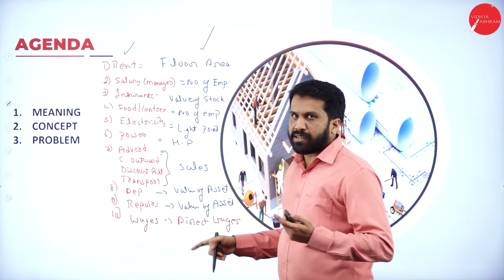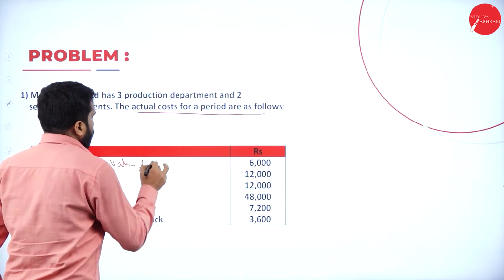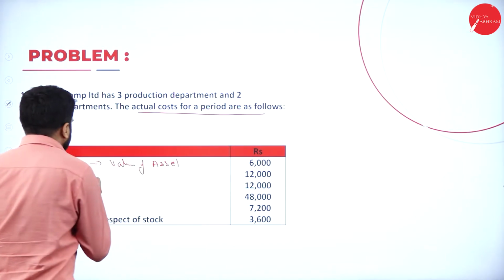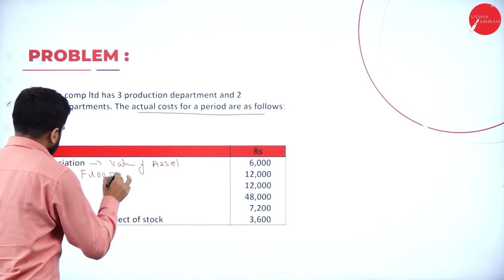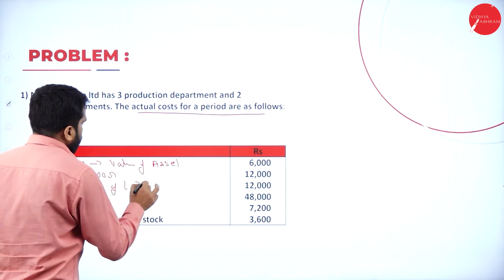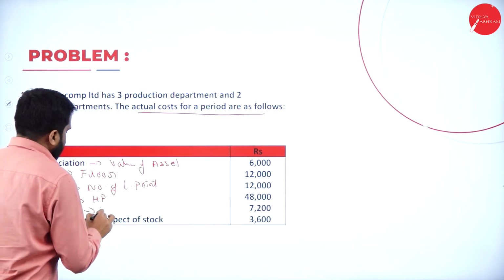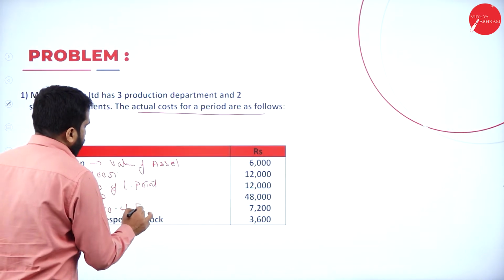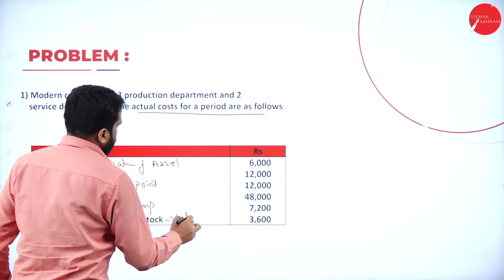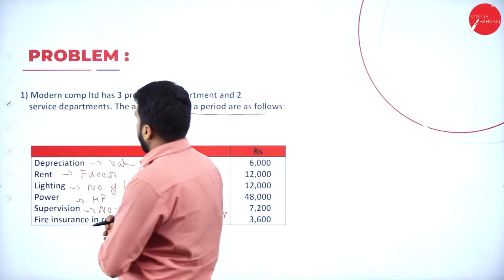Depreciation, value of the asset. Easy. So, it has to be distributed by value of asset. Rent on the basis of floor area. Lighting, number of lighting points. Power, it will be HP. Supervisor, number of employees or workers. Fire insurance, value of stock. Hope you are clear. Yes.